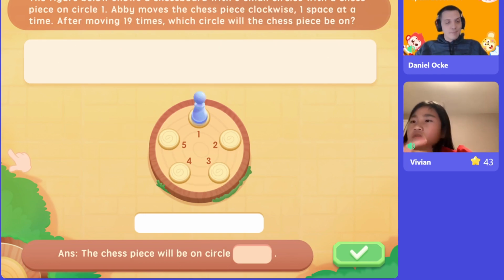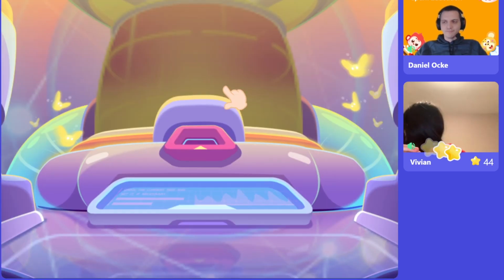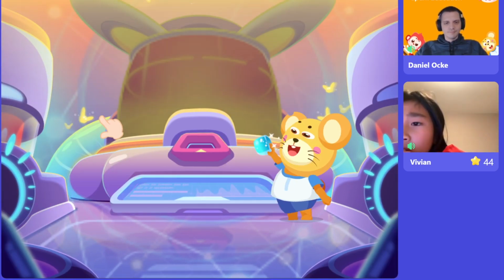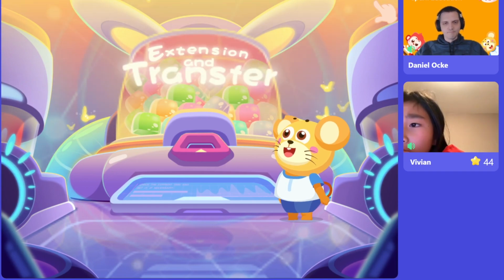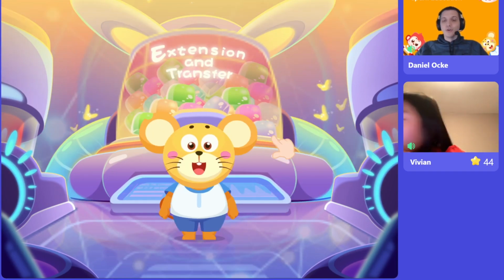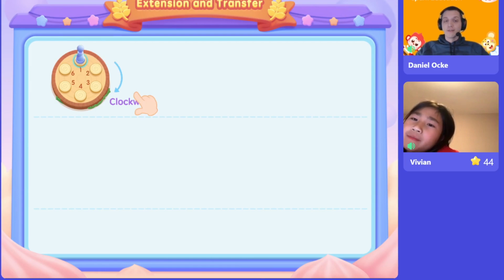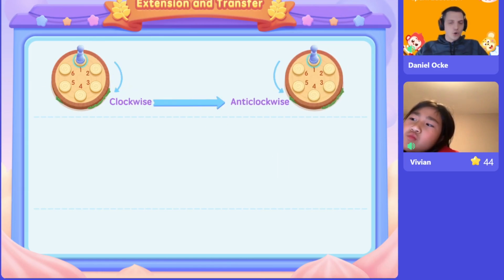All right, great job again, everybody, with those. A little extension and transfer with these here. A couple things that were important about these chess problems is the clockwise movement. So if we were starting on the top and working clockwise, we would go in that way. There's also anti-clockwise, or what you might have heard of before as counterclockwise. So that would just be moving the opposite direction.